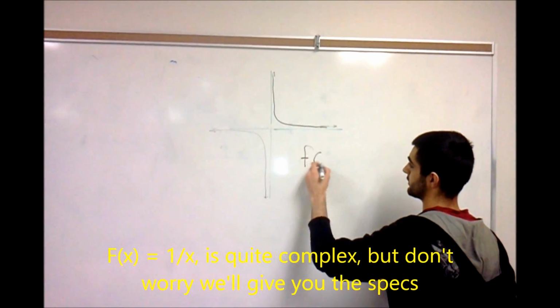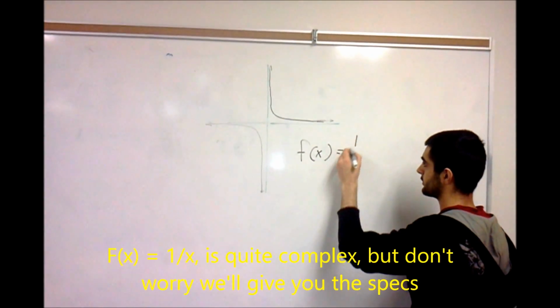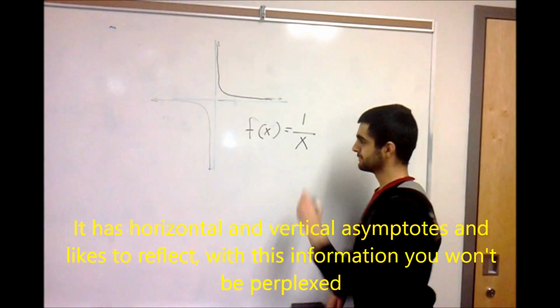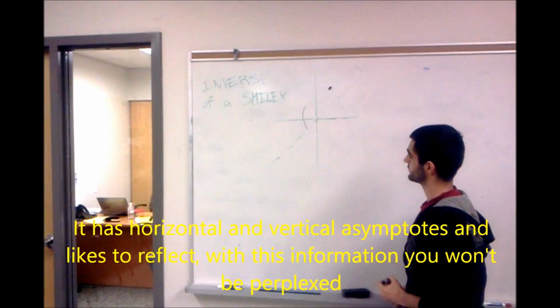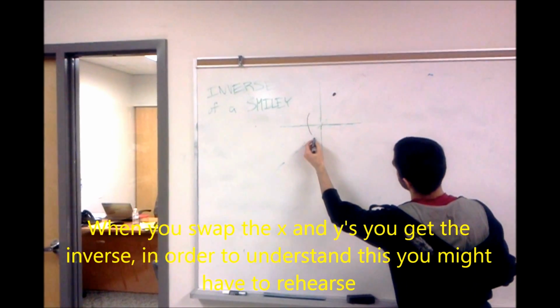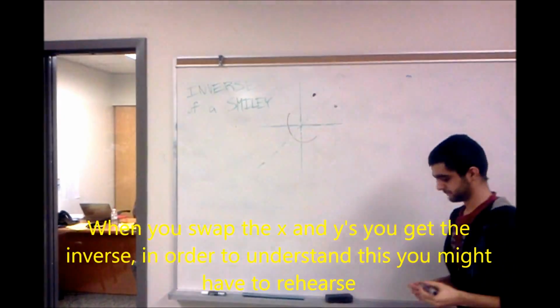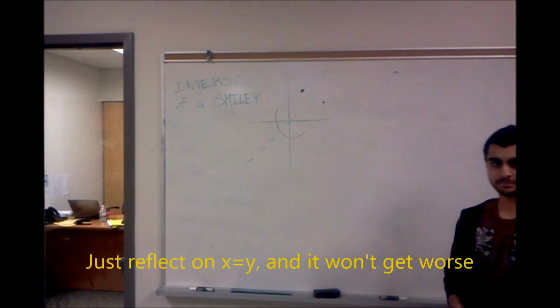f(x) = 1 over x. It's quite complex, but don't worry, we'll give you the specs. It has horizontal and vertical asymptotes and lengths to reflect. With this information, you won't be perplexed. When you swap the x and y, you get the inverse. In order to understand, you might have to rehearse. Just reflect the x and y and it won't get worse.